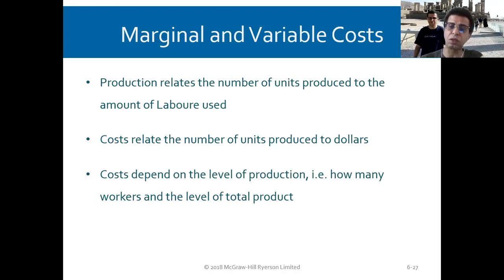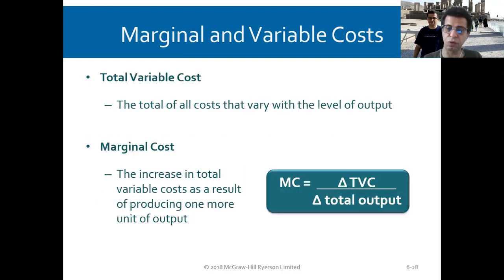Then you have the variable costs, like bringing in labor, oil, wheat. That's a variable cost. So the variable cost is really the labor, or put it this way, the wheat and the oil, because you want to produce bread. But the fixed cost is the one that you have to pay, like rent, whether you're operating or not. So the costs depend on the level of production, how many workers or how much wheat or oil you need, and the level of the total product.